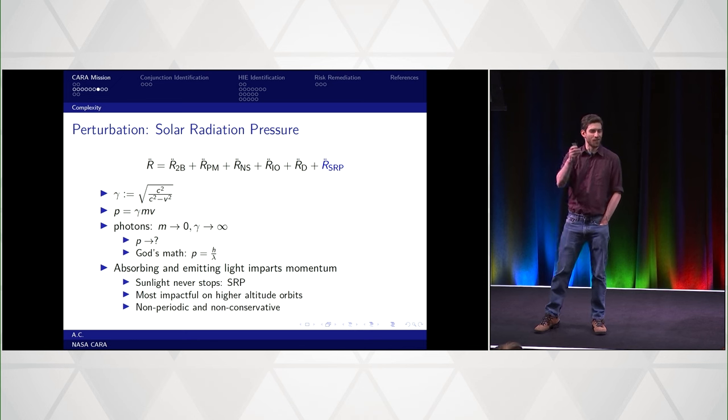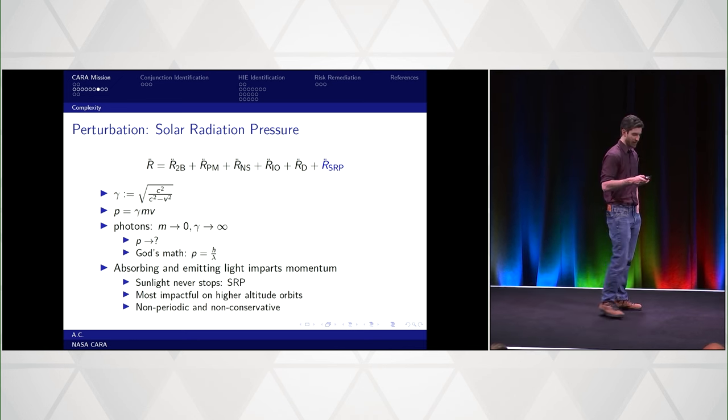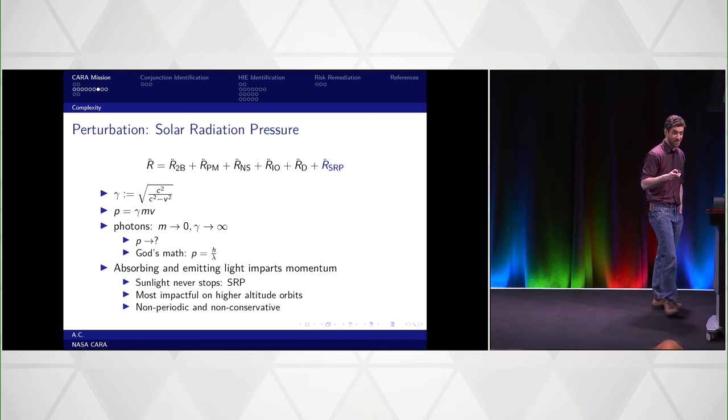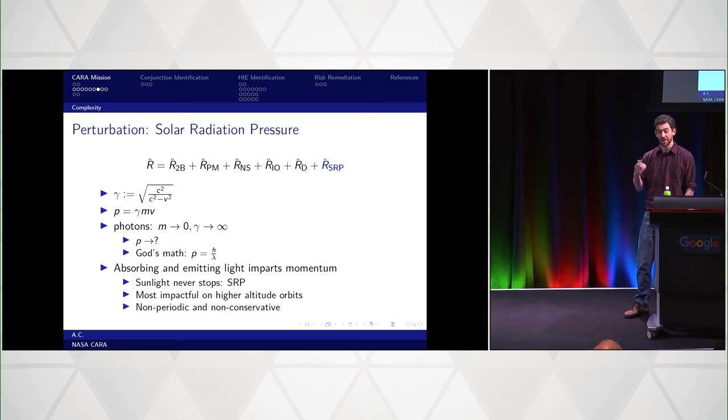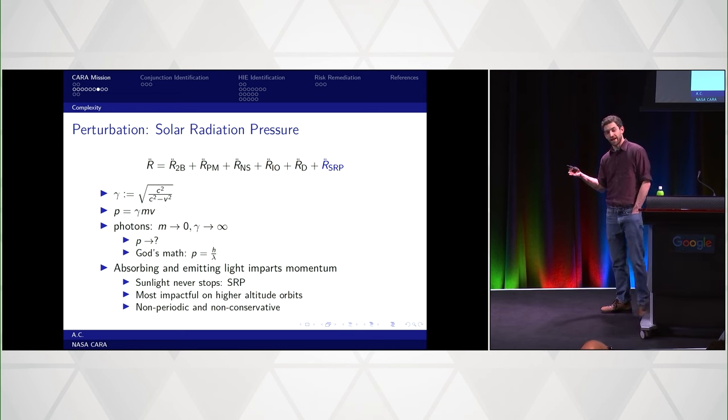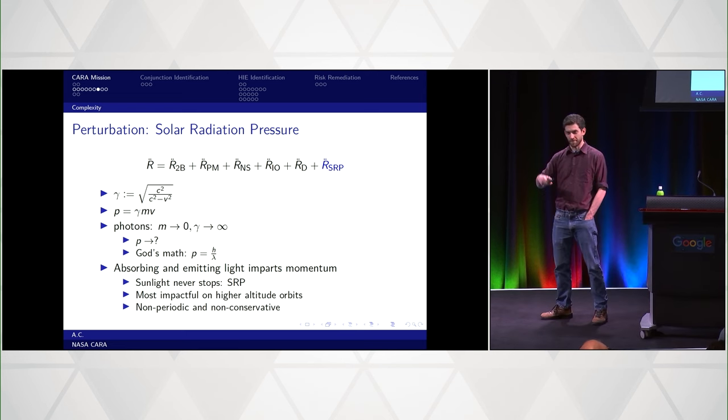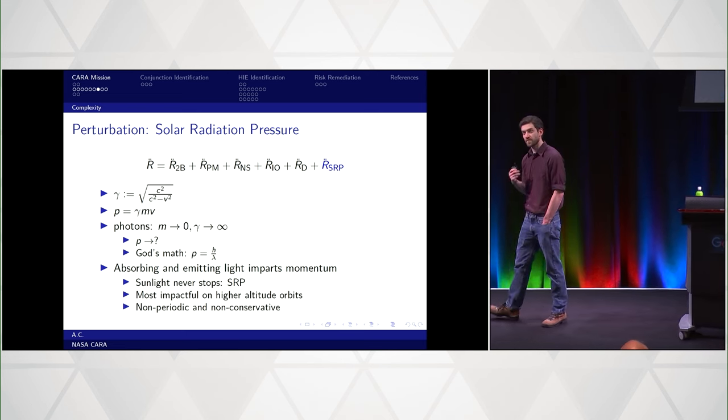So anyways, we're experiencing force, which means we're experiencing an acceleration, and the sun doesn't stop shining. So if you're in a high Earth orbit, you're going to be experiencing significant solar radiation pressure, which, like drag, is non-periodic and non-conservative, at least within the boundaries of the system that we care about.